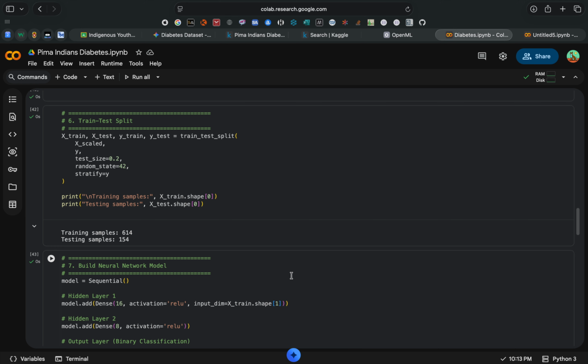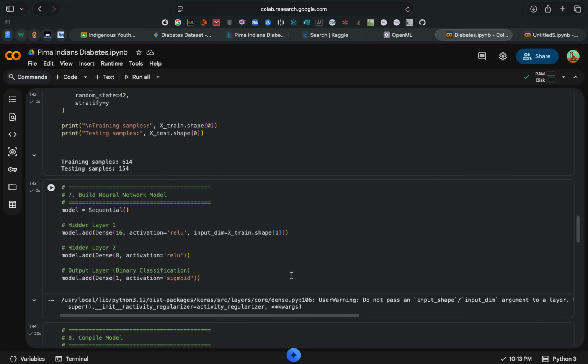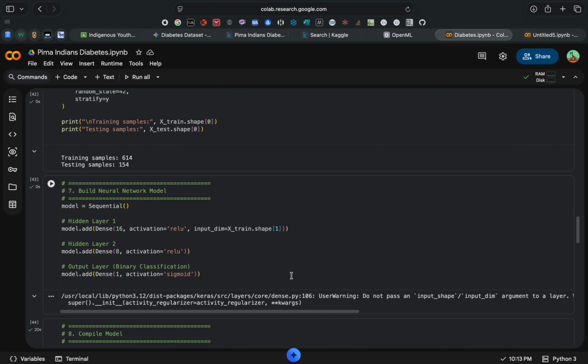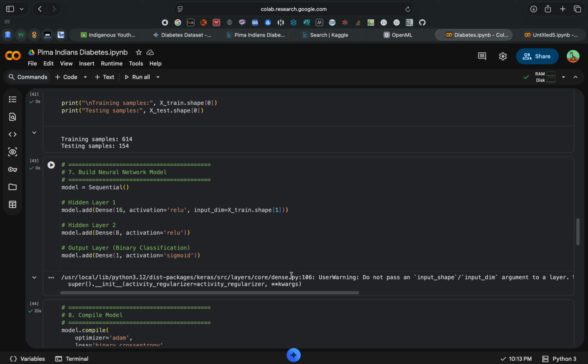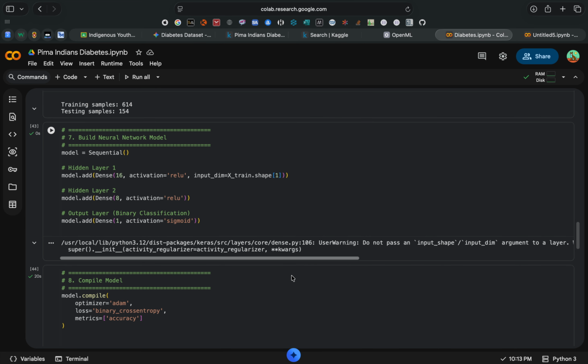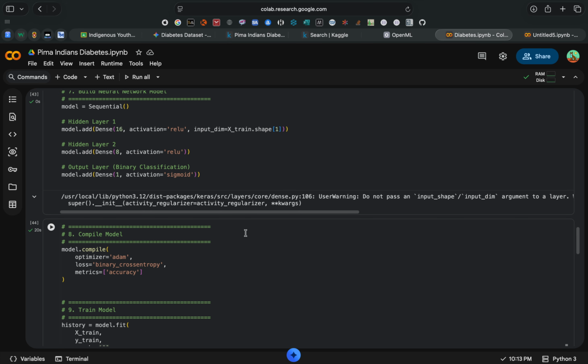For the model, I use a small feed-forward neural network. The first hidden layer has 16 neurons with ReLU activation. The second hidden layer has 8 neurons with ReLU activation, and the output layer has 1 neuron with sigmoid activation. I use sigmoid because this is a binary classification problem, and sigmoid outputs a probability between 0 and 1. The model is compiled using the Adam optimizer and binary cross entropy loss. Adam is a common optimizer because it usually trains efficiently without requiring too much manual tuning. Binary cross entropy is appropriate because the target has 2 classes.